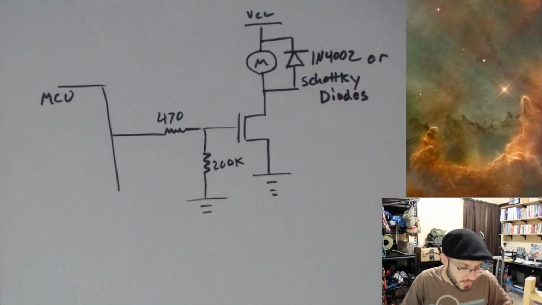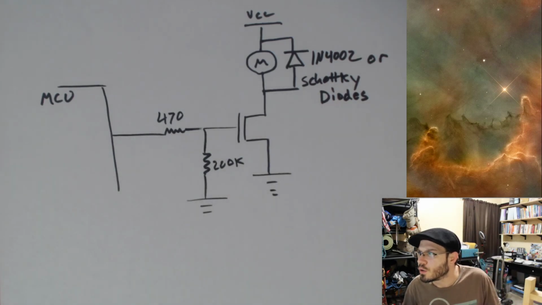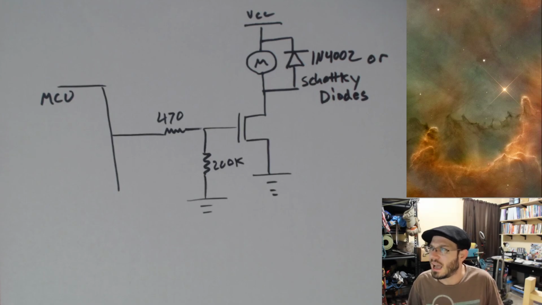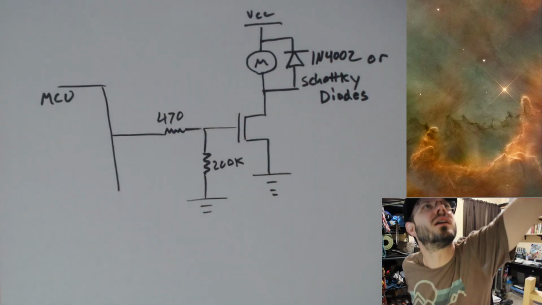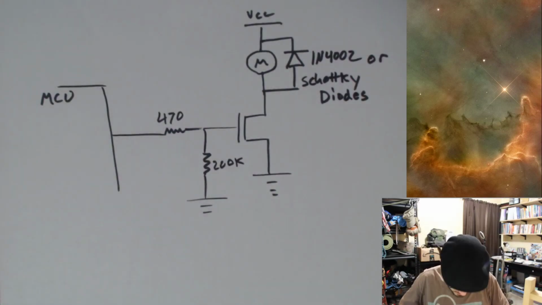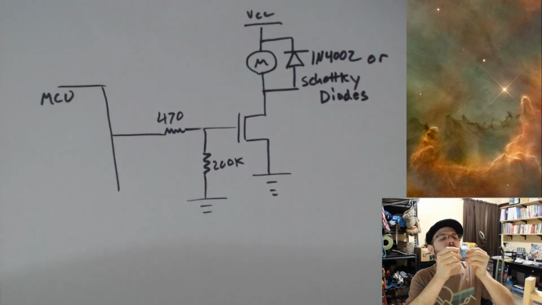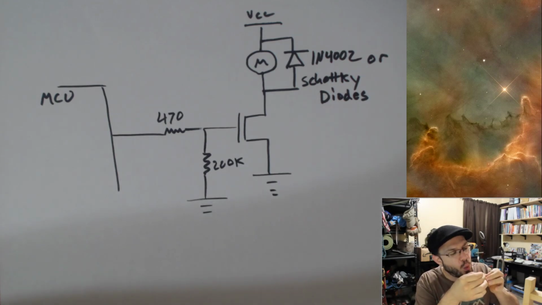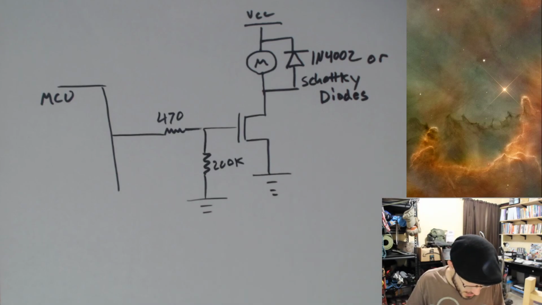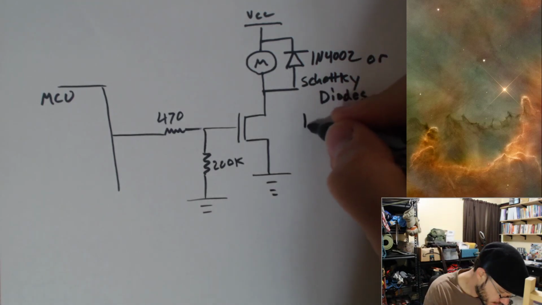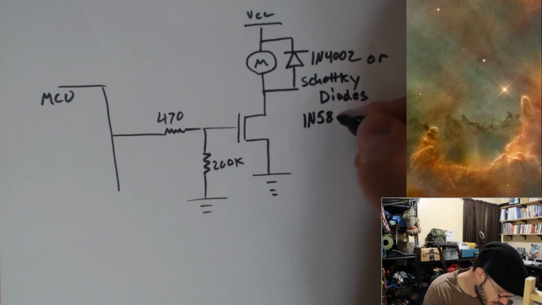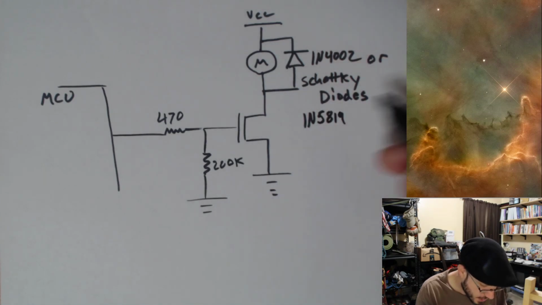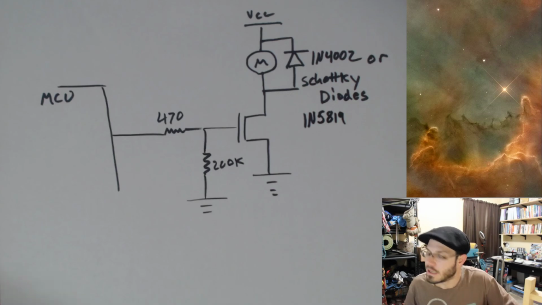Okay, and you can do a Google search for some jelly bean Schottky diodes. The 1N5819 is a general purpose one. That's a good general purpose Schottky diode if you're interested.